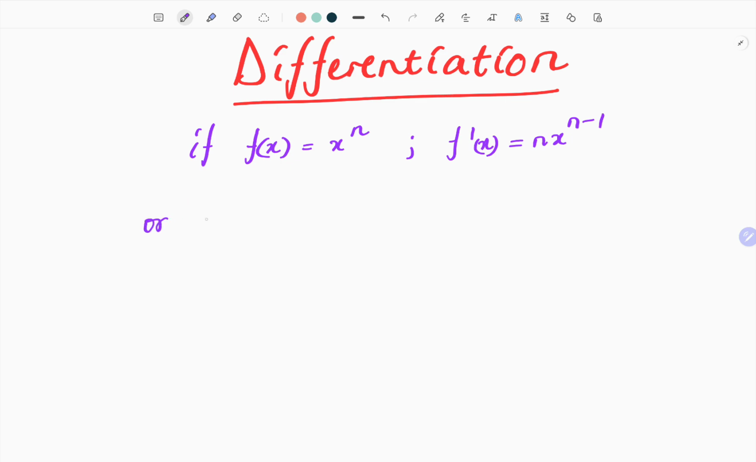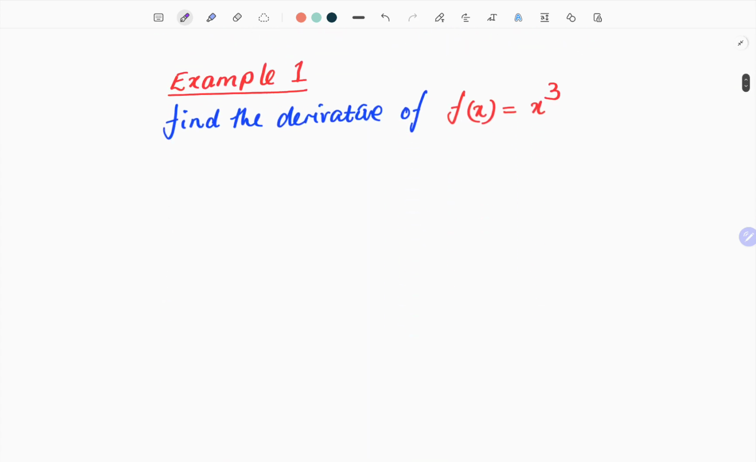Or if y is equal to x to the power of n, then the derivative of y with respect to x, dy/dx, will be equal to, again, the same thing. You bring down the power n, x to the power of n minus 1. So that is the formula that you use for determining the first derivative of a function. So let's look at some examples.